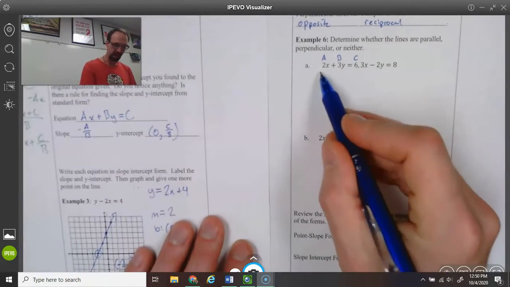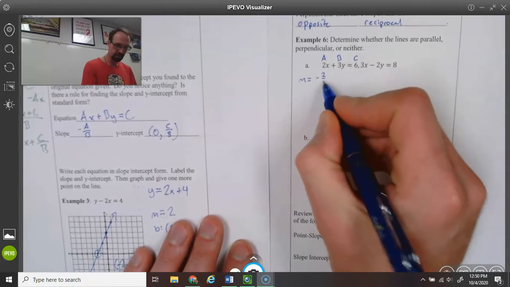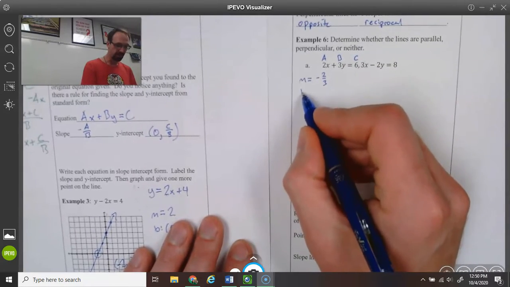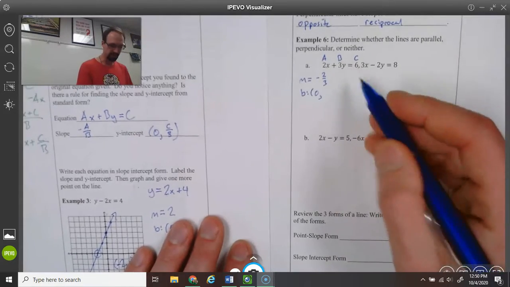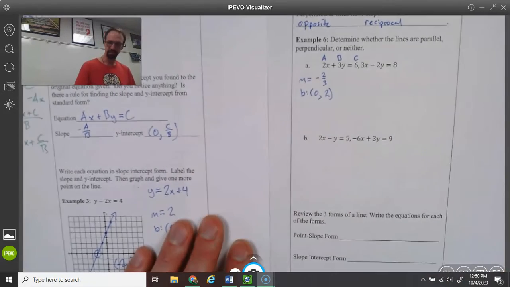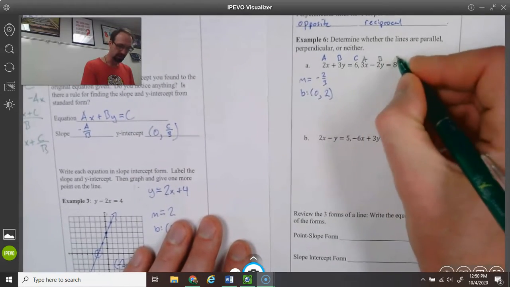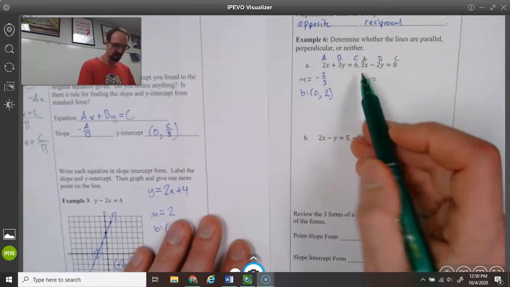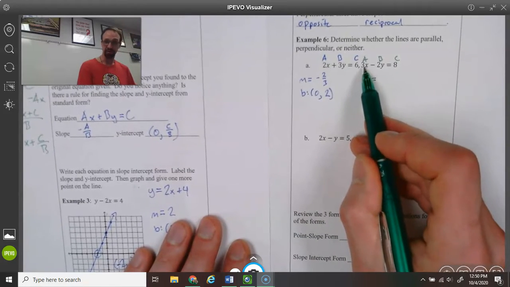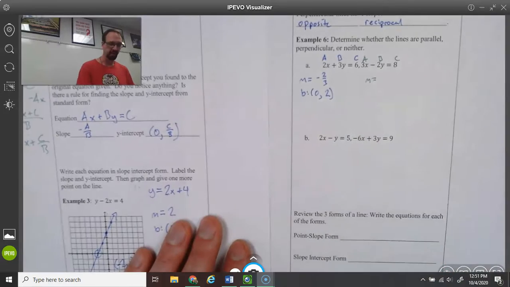So my slope is opposite a over b, so negative 2/3. And then my y-intercept is going to be 0, comma, and then c over b, 6 over 3, so 0, comma 2. I'm going to go ahead and switch colors for this next one. So this is going to be a, b, and c. Just point out, you have to make sure that the a value is with the x term, the b value is with the y term, and c is with whatever constant is left.